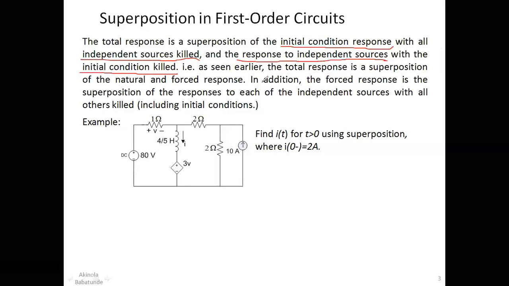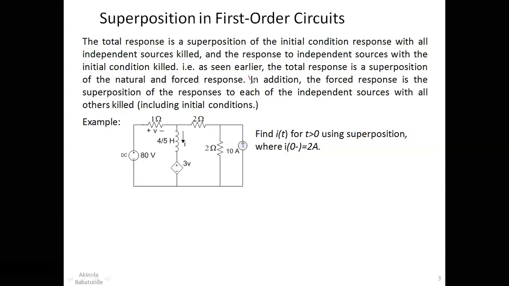So this would mean that, as we have done in the previous discussions, total response is a superposition of the natural and forced response. We need to find the natural response, find the forced response, add both of them together, and then we have the total response of the circuit with independent sources. In addition, the forced response is the superposition of the responses of each of the independent sources with all others killed, including the initial conditions.